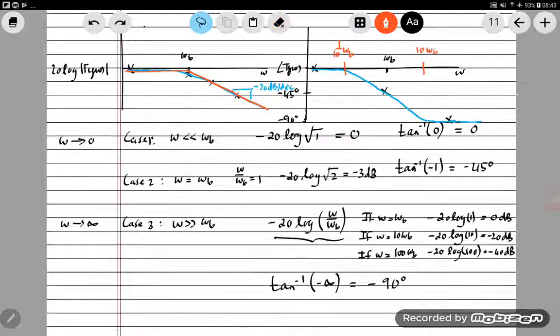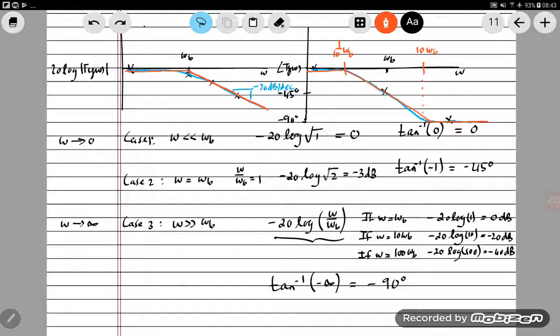so the straight line approximation for our phase will then just be a straight line up to 1 over 10 omega b, and then it will drop off to the negative 90 degree line up to 10 omega b, and then it will continue on the negative 90 degree line. And that completes the magnitude and phase plots for a real pole not at the origin.